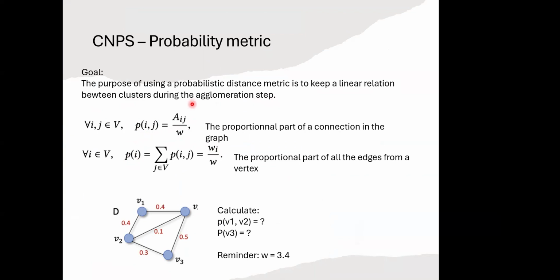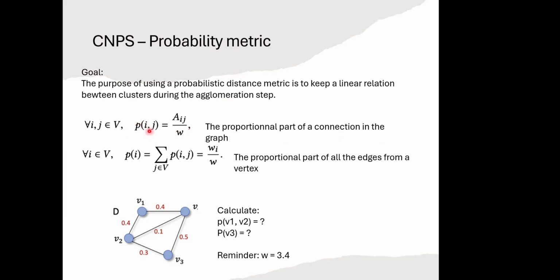The main point of using a probabilistic distance metric is to keep a linear relation instead of a metric that will not keep a linear relationship. We haven't seen non-linear metrics before, because most of the time we use Euclidean or Manhattan metrics, which are actually linear. But because we are using a weighted graph, sometimes the weighted graph cannot be represented in a Euclidean space. Therefore, using a probabilistic distance metric actually keeps the linearity over the iterations. So this is one of the reasons we use this metric.